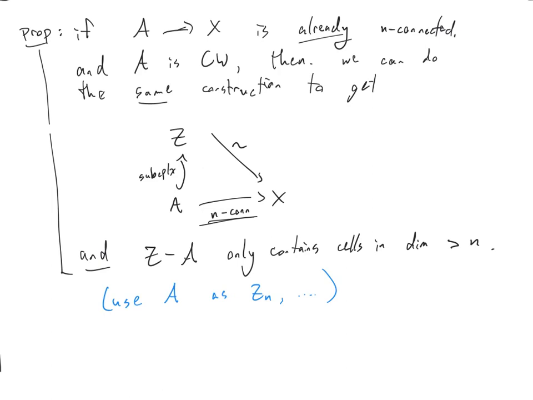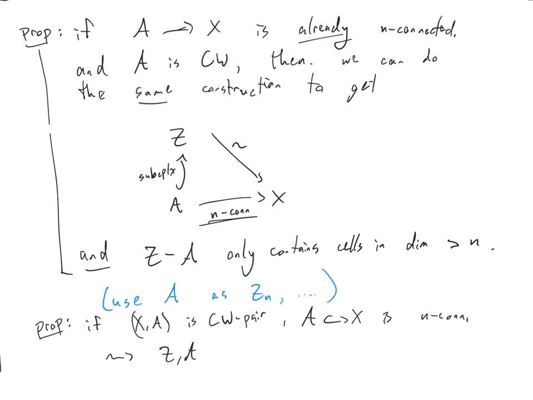Maybe the last perspective on this is if (X, A) is already a CW pair, and A into X is n-connected, then this argument produces a new CW pair, (Z, A), which is homotopy equivalent, because it's a weak equivalence and everything's a CW pair, to (X, A). But that homotopy equivalence happens relative to the subspace A.